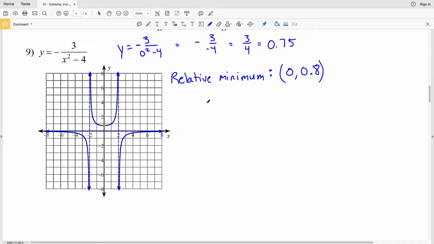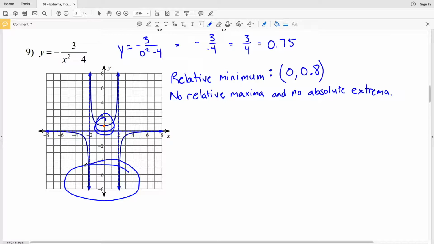There is no relative max, so there's no relative maxima, and there's also no absolute extrema. And that's because even though we have a relative minimum of (0, 0.8), it is not the lowest point because the function continues on with y values approaching negative infinity. Therefore, there's no absolute extrema.